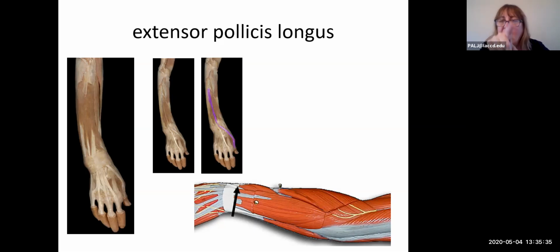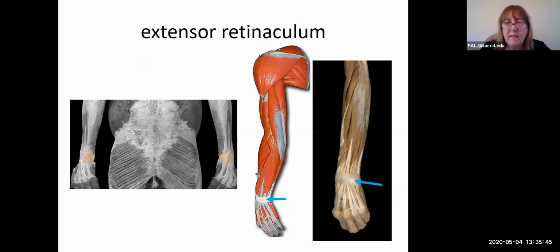And notice pollicis again. No US at the end of it. Pollicis longus. Just like we had a flexor retinaculum on the wrist on the anterior surface, we have another retinaculum on the posterior surface, but we call it an extensor retinaculum. And all the tendons are going deep to this, including the tendon to the extensor digitorum longus.